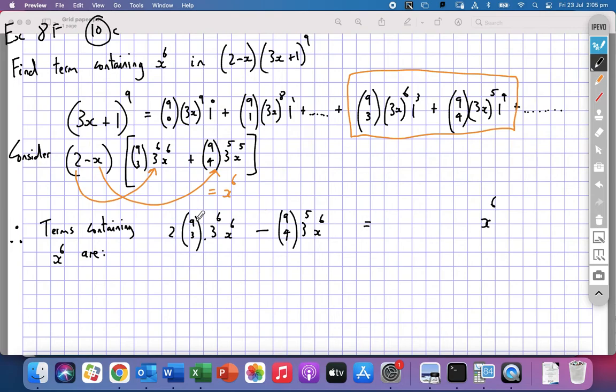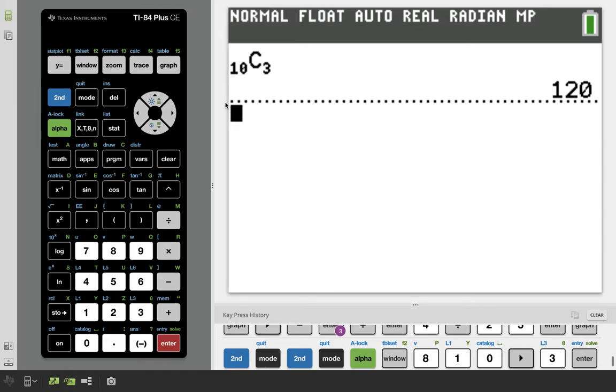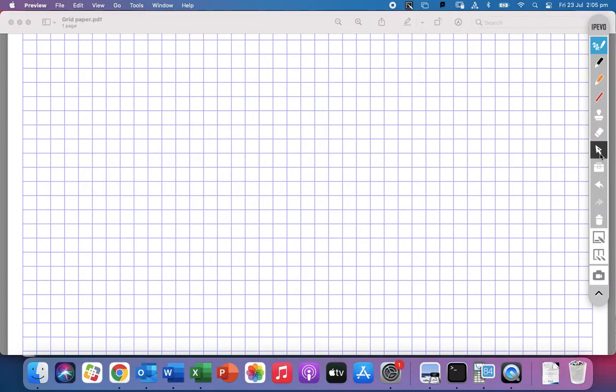So we've got 2 times 9 choose 3 times 3 to the power of 6. Not sure if I can remember all this. 2, 9 choose 3, 3 to the 6, 9 choose 4, 3 to the 5. All right, let's see if I can remember that. I'll go to my calculator. Right, so we had no cursor to work with. There we go, that's better.